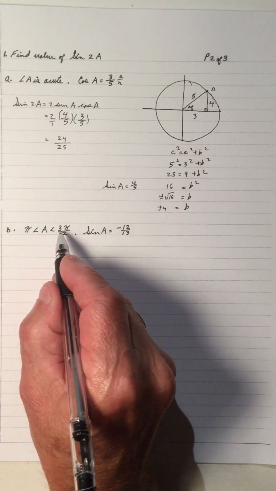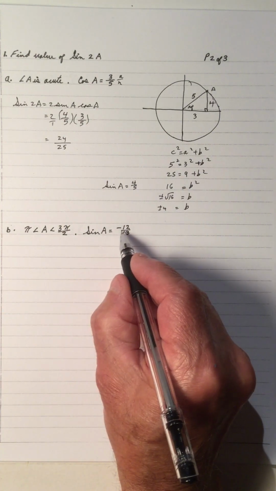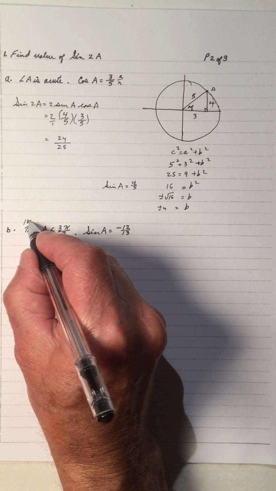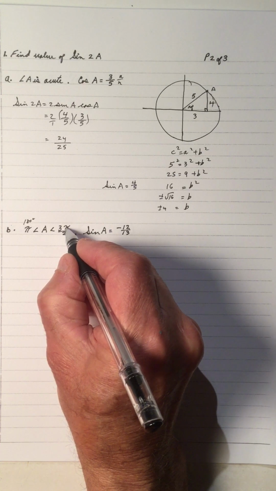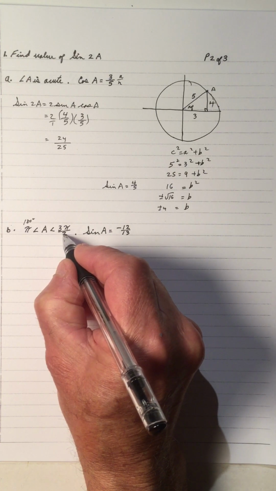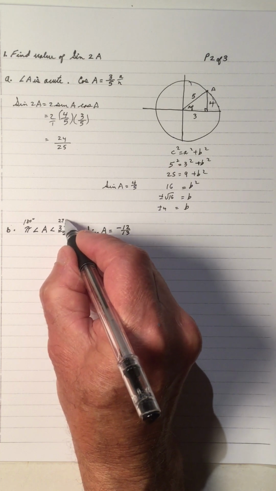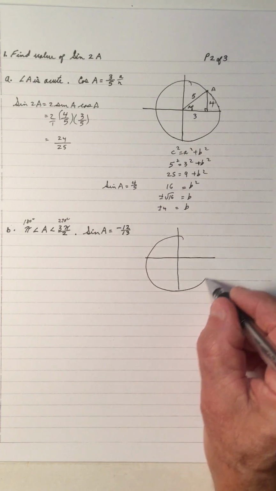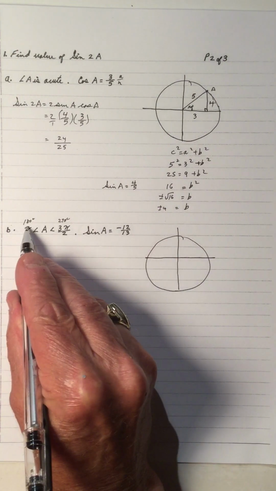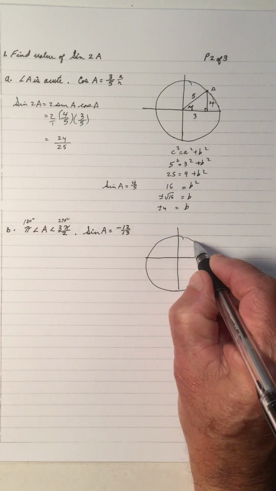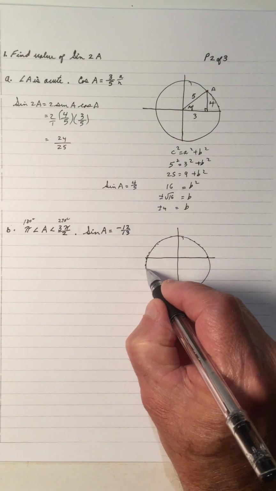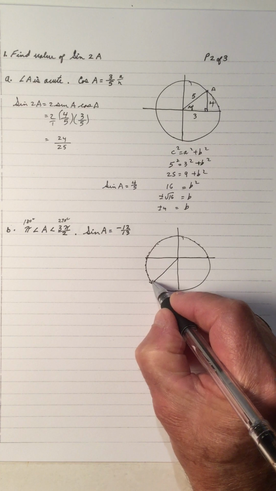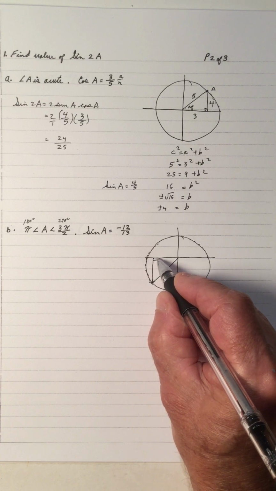Pi less than A less than 3 pi over 2, and the sine of A is a negative 12 over 13. Well, pi is 180, so pi over 2, 180 divided by 2 is 90. 3 times 90 is 270. So as in the first one, we draw our circle, and it's between 180 and 270. So we start from here, rotate around. So that means that angle A is somewhere in here. So there's the rotation. Draw your terminal arm, drop a perpendicular to the x-axis.